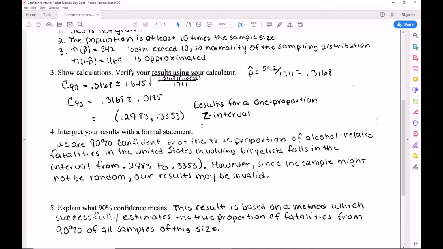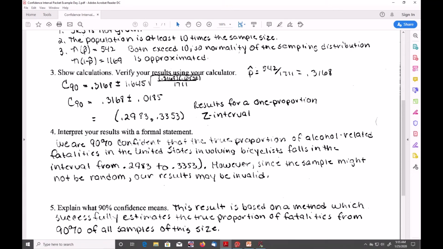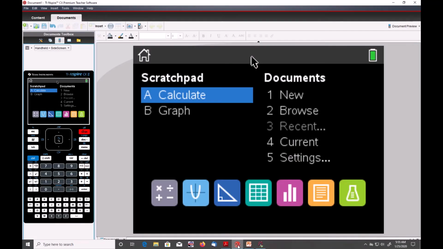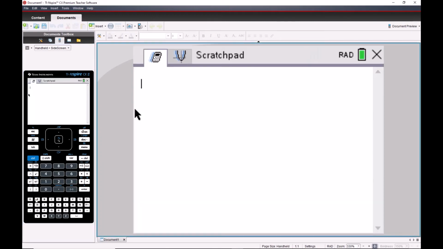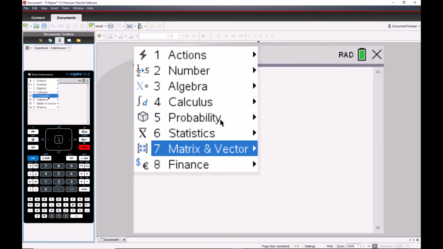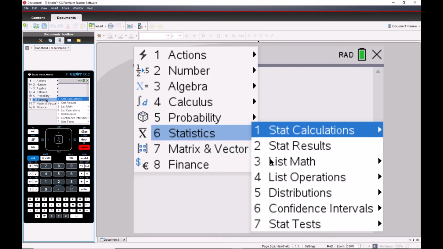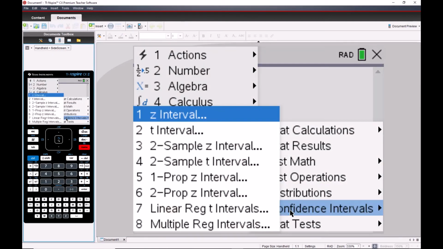Okay, so now that you're back, I'm going to show you how to do this on your calculator. This is on an Nspire. You can do it also on a TI-84. So I'm going to go to a scratch pad, all right? And so hit A. And you want to go into your stats menu. So menu, choice 6 is statistics. And then another choice 6 is confidence intervals. And a lot of them pop up.